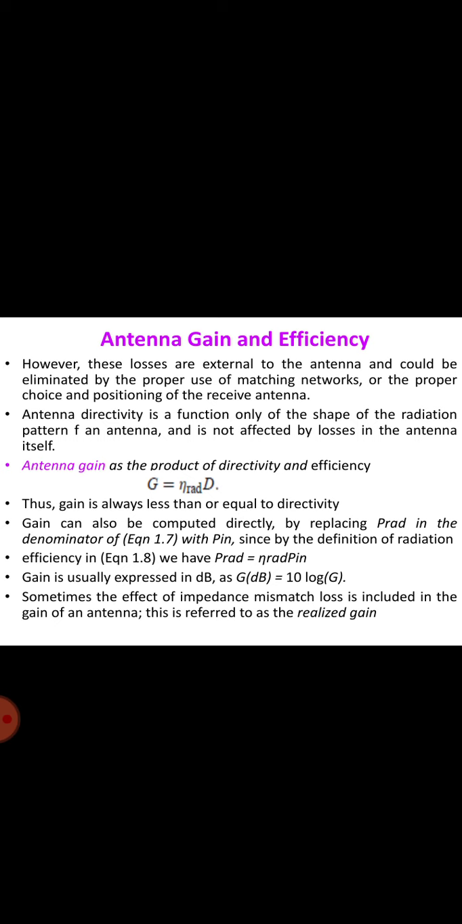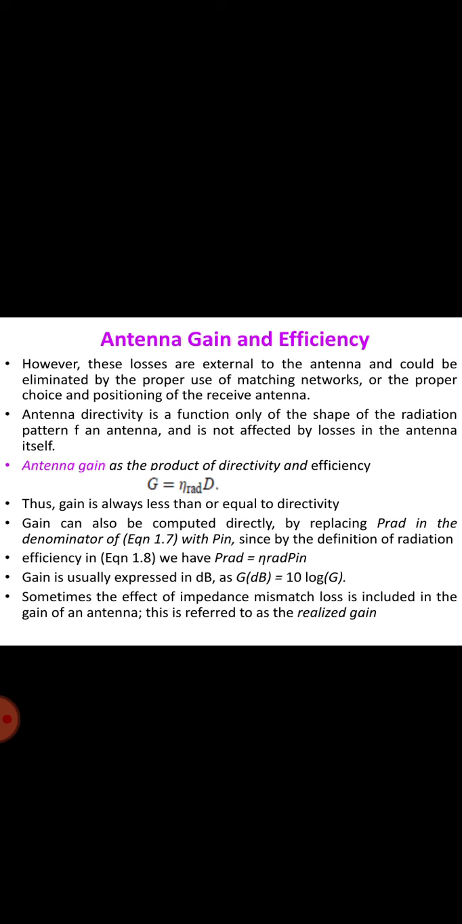You can recall that the antenna directivity is a function only of the shape of the radiation pattern of the antenna and is not affected by losses in the antenna itself. To account for the fact that an antenna having radiation efficiency less than unity will not radiate all its input power, we define antenna gain as the product of directivity and efficiency. So G is equal to eta rad into D. Thus, gain is always less than or equal to directivity.